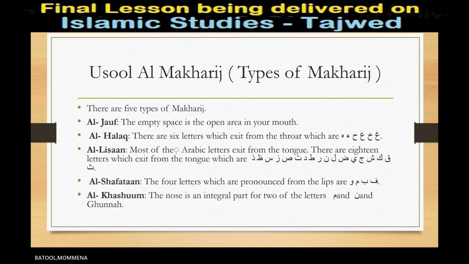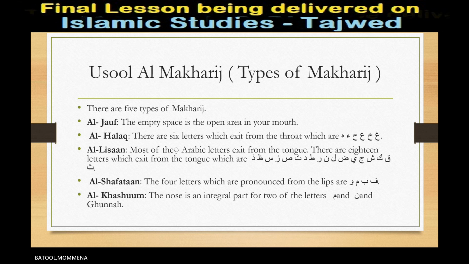The most important and crucial part of our vocal system is our tongue, which makes the words and letters out of our vocal cord. Most of the Arabic letters exit from the tongue. There are 18 letters which exit from the tongue. The more important the organ is, the more letters are pronounced from it. So all of them, you can read them out.